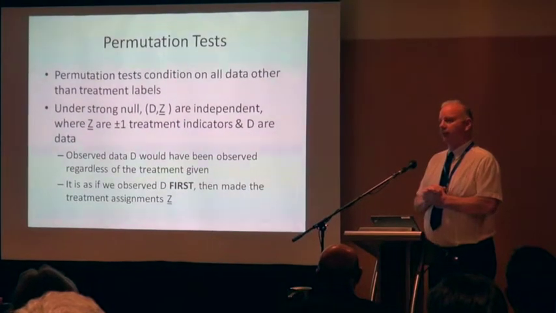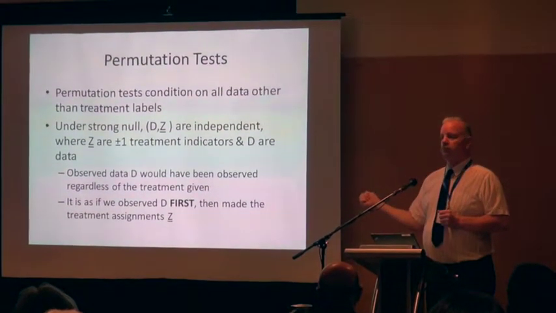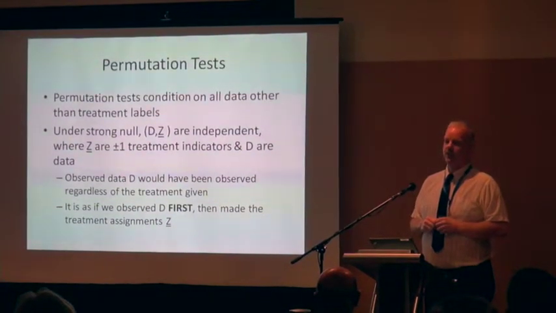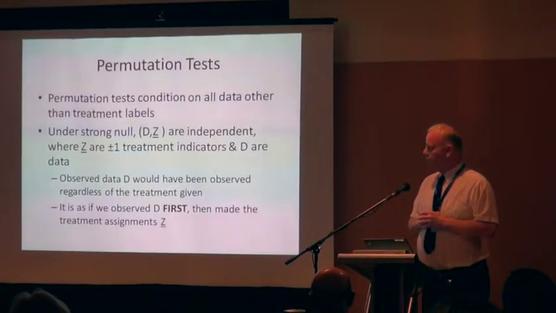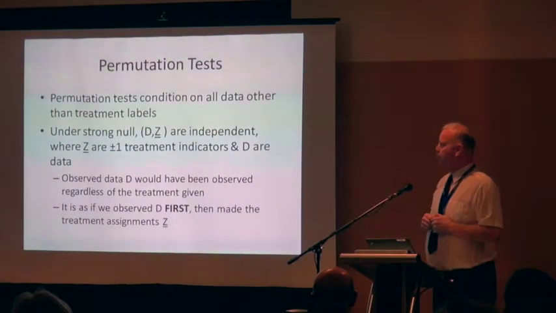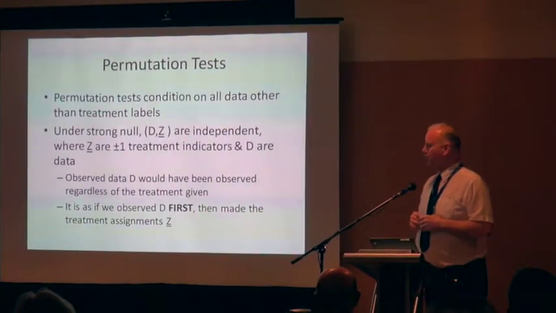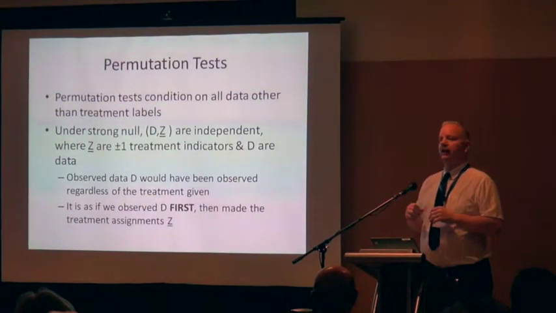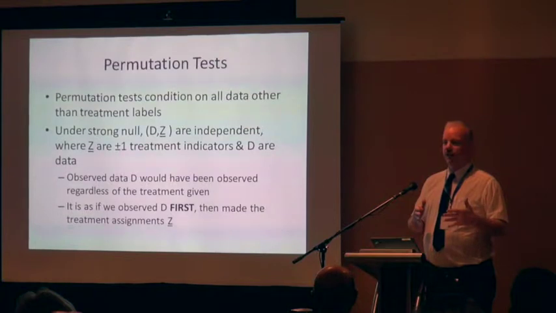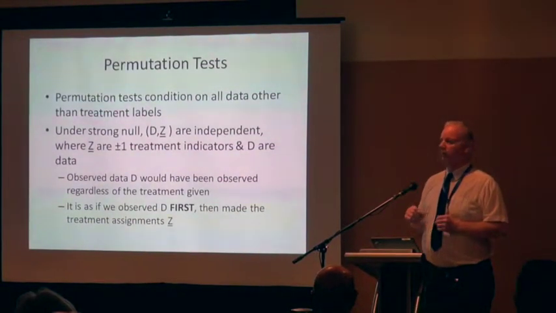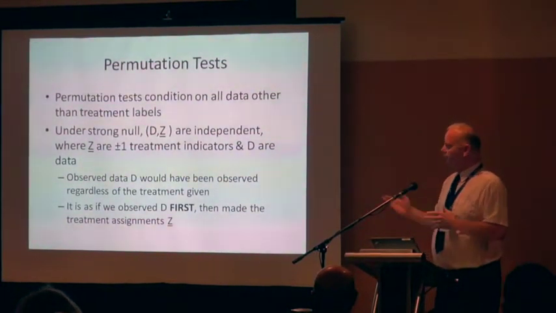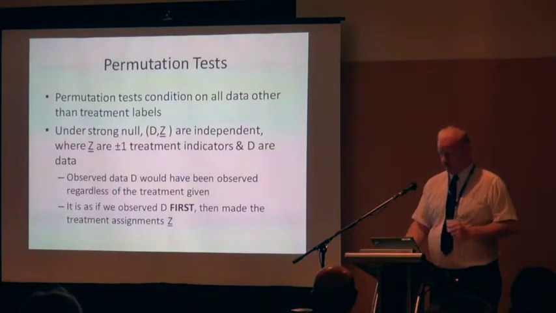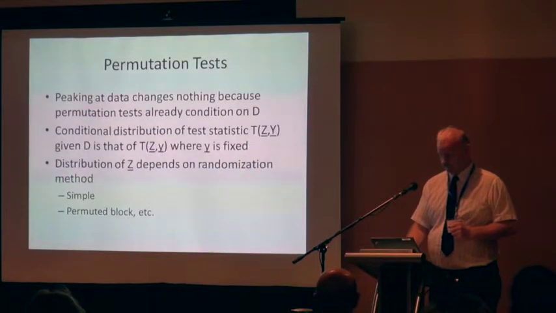One way to look at that is, hey, those observed data are what you would have seen regardless of what the treatments had been under the strong null hypothesis. You would have seen that data no matter what the treatments had been, no matter who got treatment and who got control. Another way to think about it is it's as if we observed the data and then we did the randomization. Then we randomly assigned people. If the strong null hypothesis is true, it should be like doing that.